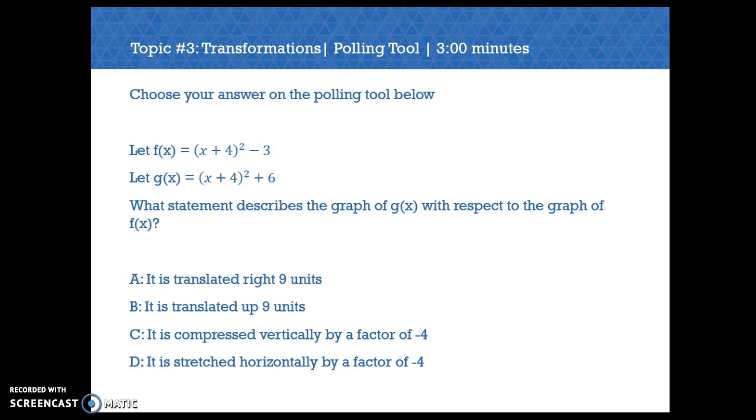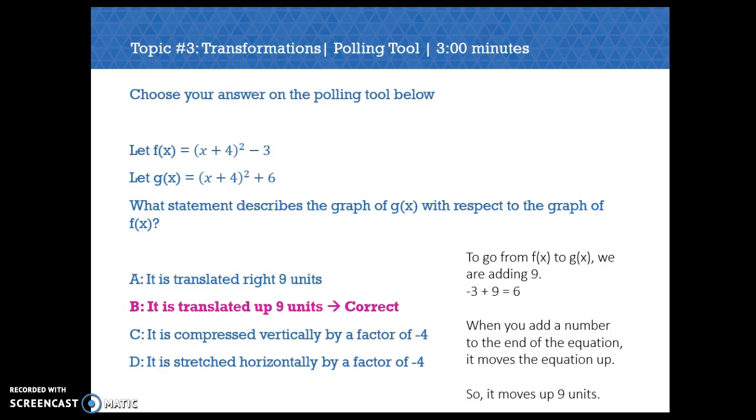So for this one, it says let f of x equal (x plus 4) squared minus 3, and let g of x equal (x plus 4) squared plus 6. Which statement describes the graph of g of x with respect to the graph of f of x? Is it translated to the right 9 units, up 9 units, compressed vertically by a factor of 4, or stretched horizontally by a factor of 4? Go ahead and pause, look at that chart that I made for you guys, and then play it again when you have your answer.